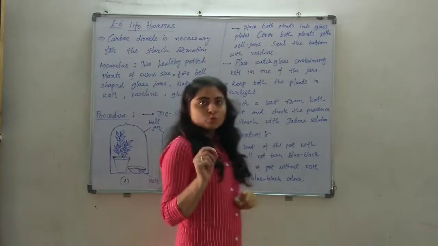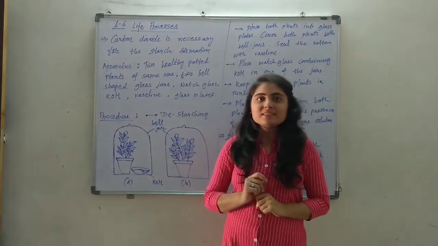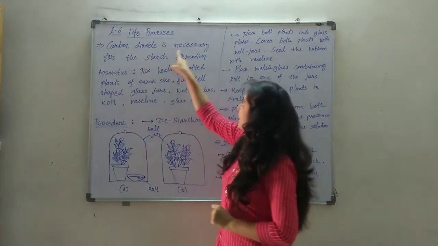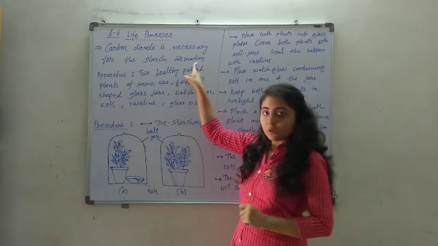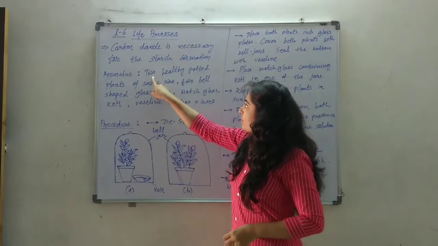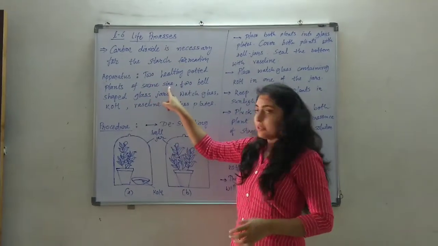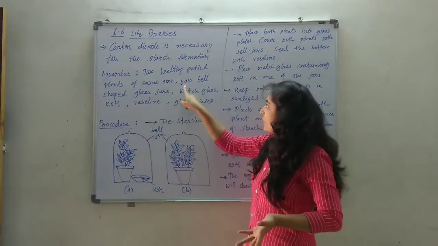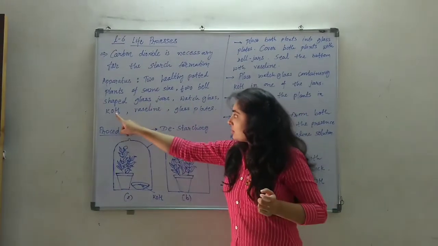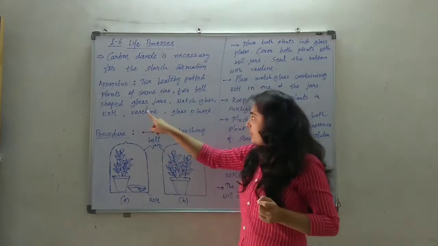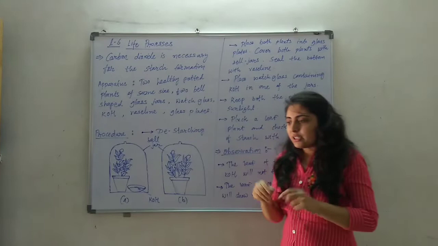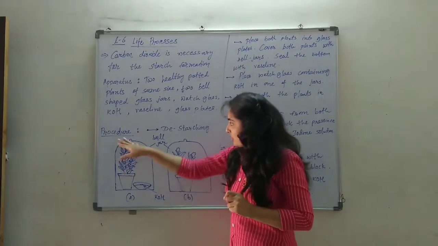Next we are trying to prove that carbon dioxide is necessary for the photosynthesis process. So our aim for the activity is to show that carbon dioxide is necessary for starch formation, that is, for the photosynthesis process. For that, our apparatus are two healthy potted plants of the same size (any plant we can take), two bell-shaped glass jars, a watch glass, KOH (potassium hydroxide), Vaseline, and glass plates. In this activity, the procedure is as follows.